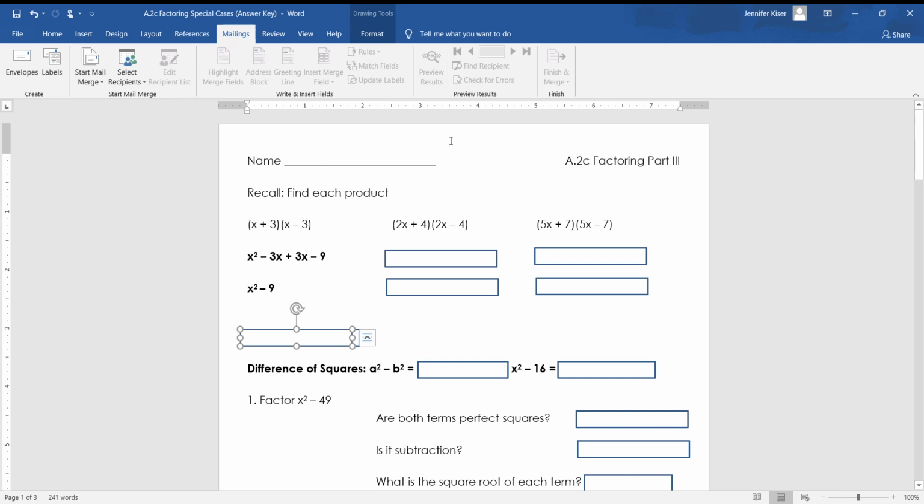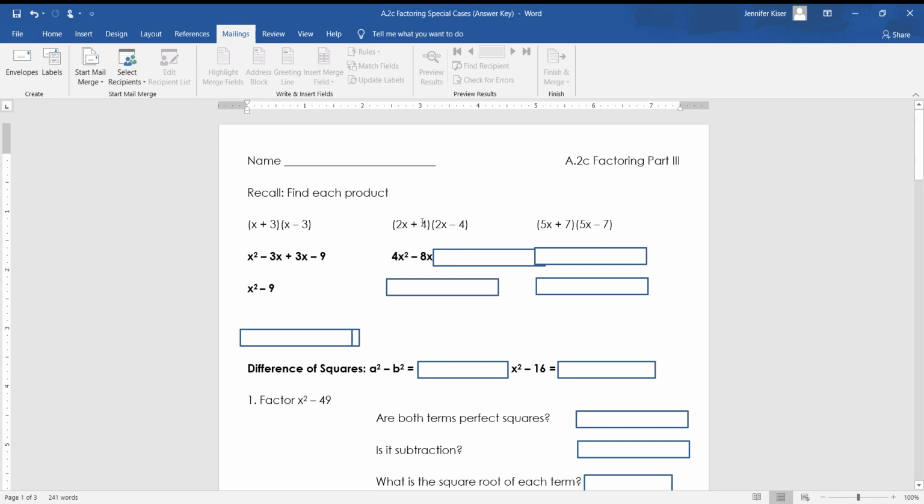And then for the next one here, you're doing the same thing. So you multiply 2x by 2x first. That'll give you 4x squared. Then you can distribute the 2x to the -4. So that'd be minus 8x next.